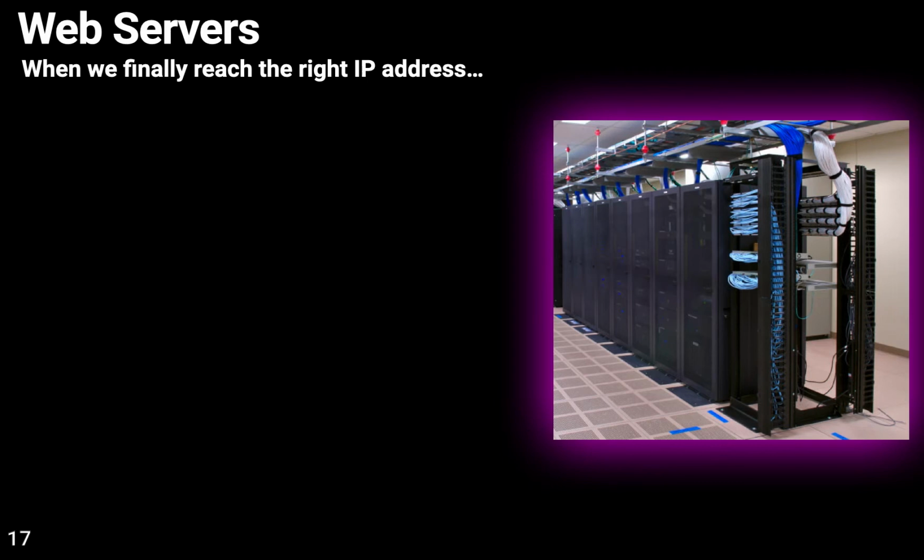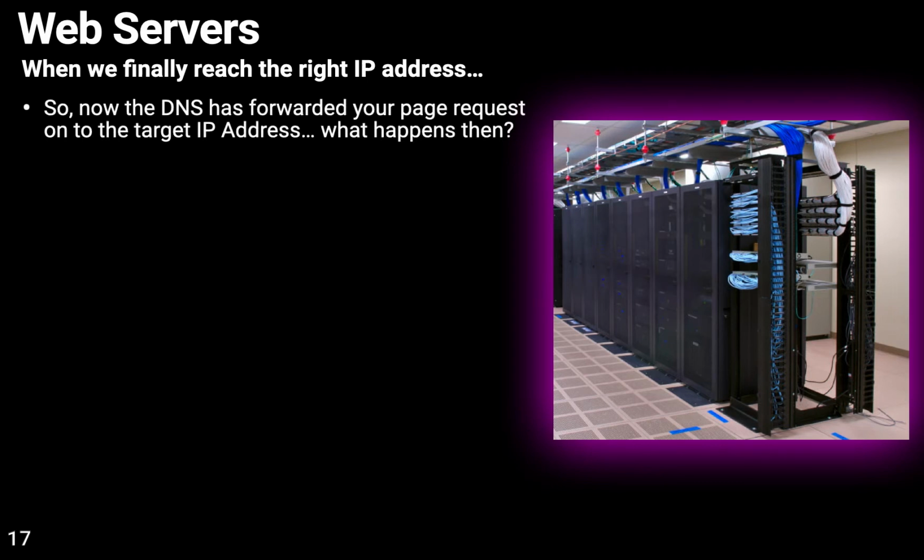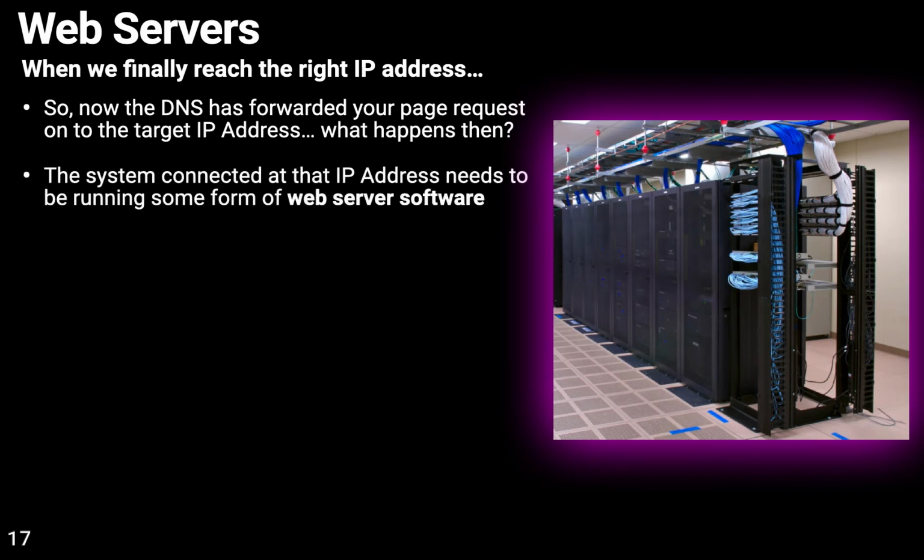Okay. So now we understand that when my browser says I'm going to go to a web page, it sends the request out. It goes to the DNS and says, hey, here is this domain. Can you find the page on that domain? So the DNS says, okay, let me see. Here's the correct IP address. I'm going to go knock. So yeah, it's forwarded the request to the target IP address. What's next? The system connected at the IP address needs to be running some sort of web server software for that request to mean anything, right?